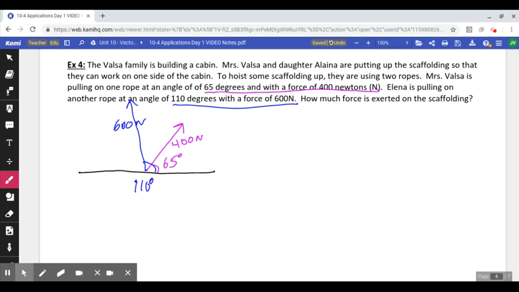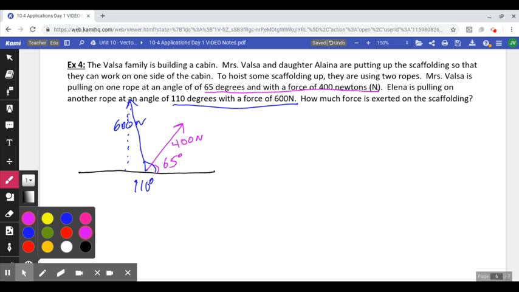So what we're going to do here is we're going to try to find the vertical pieces of each one of these forces, which will be right here. And that's going to be the force exerted vertically on that particular scaffolding. If we drew a resultant vector, that resultant vector might be something like this. And that vertical piece here is going to be the sum of each one of the vertical pieces of the blue and then of the purple.